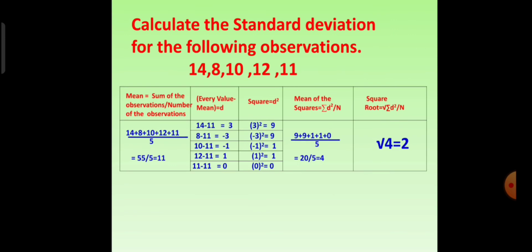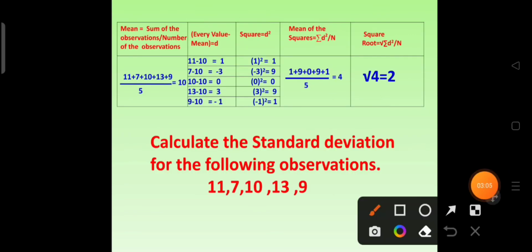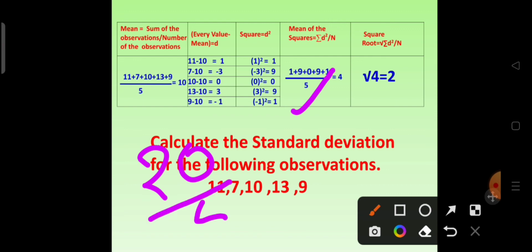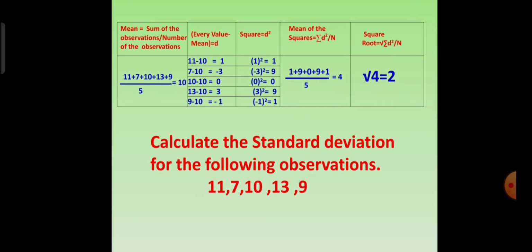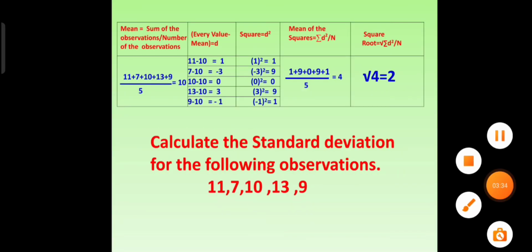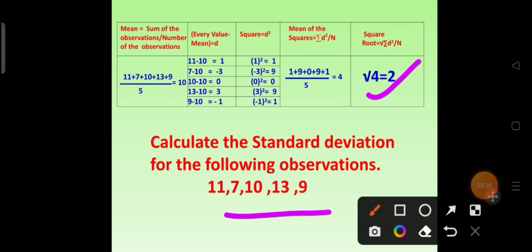The sum of these square values is 20, and the number of observations is 5. So if we divide 20 by 5 we get 4. So this is the mean of the squares of the differences. Then the last step is finding out the square root of this mean. The square root of 4 is 2. So the standard deviation for these observations is 2. Like that we have to calculate the standard deviation.